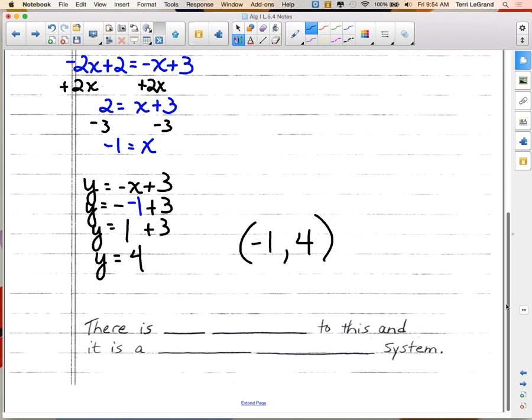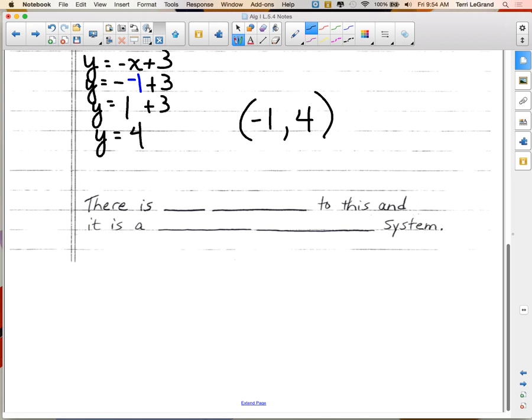So this is one solution. And again, when there's at least one solution, what type of system is it? Consistent. Exactly one solution means it's independent.